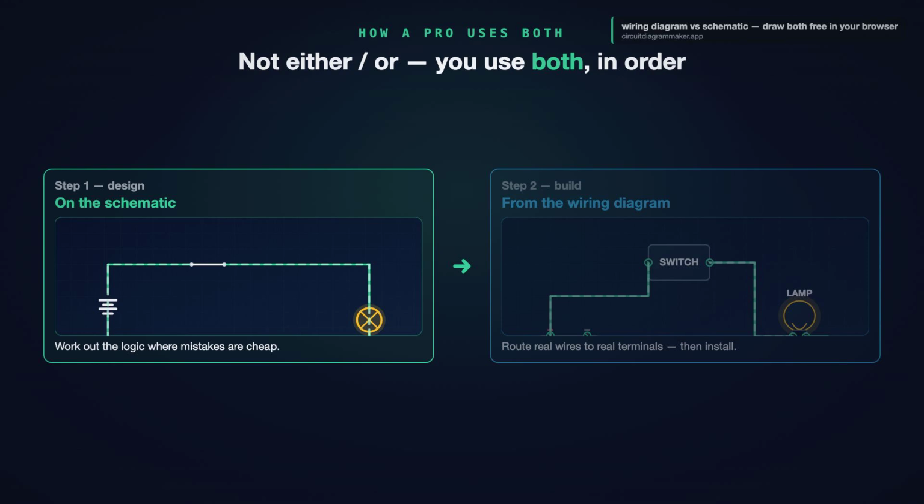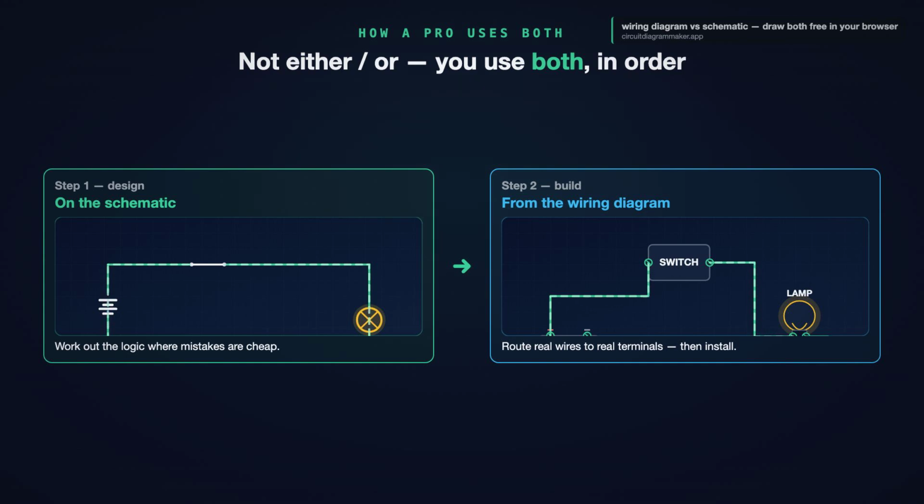Now here is the part most beginners miss. A professional does not pick one. A good electrician or engineer uses both in order. You design on the schematic. That is where you work out the logic, what connects to what, whether the circuit even makes sense. Get it right in symbols first, where mistakes are cheap.